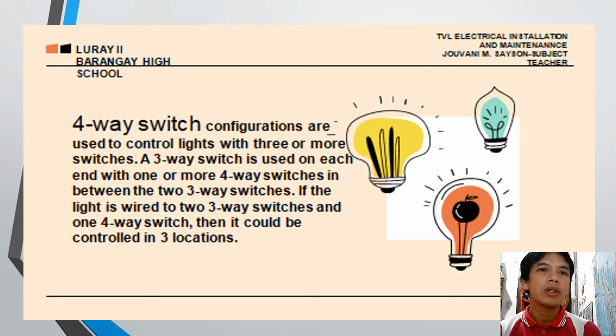So if the light is wired to 2 three-way switches and 1 four-way switch, then it could be controlled in 3 locations. That means 3 locations in your house, depending on where you put the light. For example, you can use this on the ground floor or the living room, or in a 2-story house. On the ground floor, for example, you put a light in the living room, and you also put switches in the hallway and in your dining area. So that light has three switches.